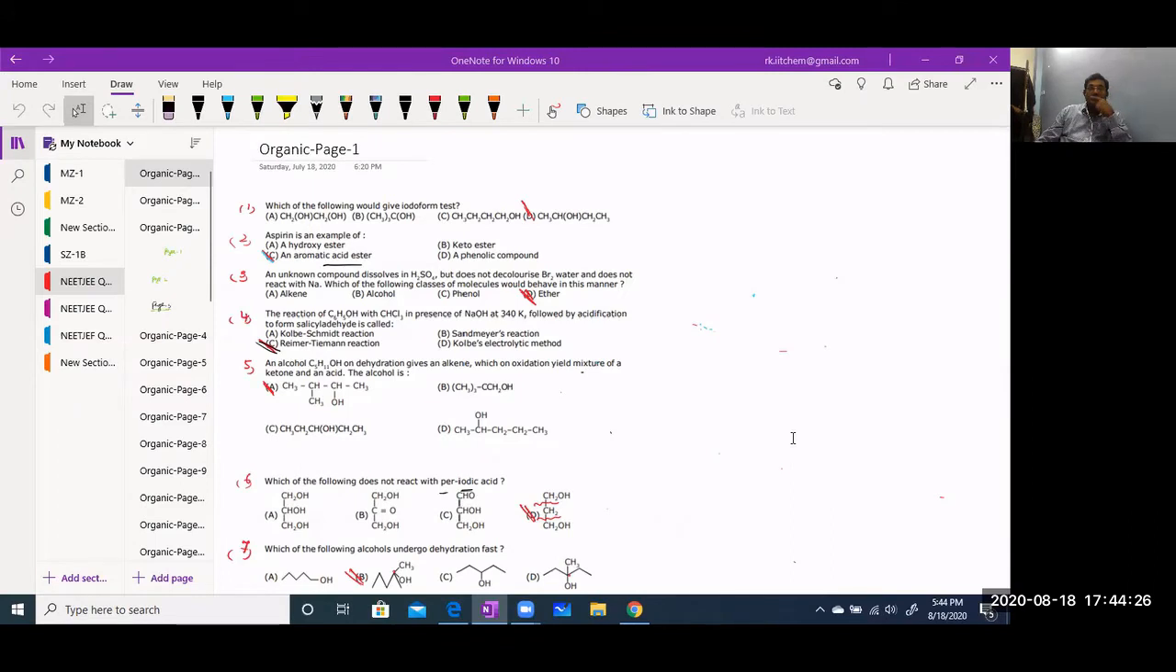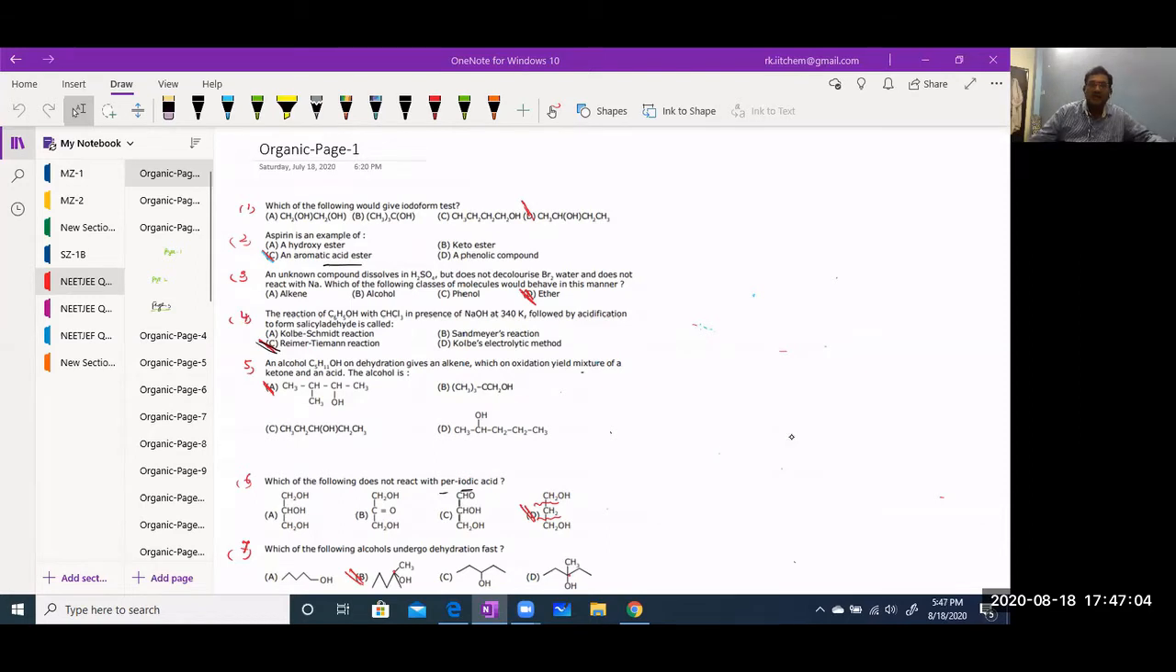From today onwards, we are going to start the fastest revision of the mains as well as NEET schedule for organic, physical, and inorganic.